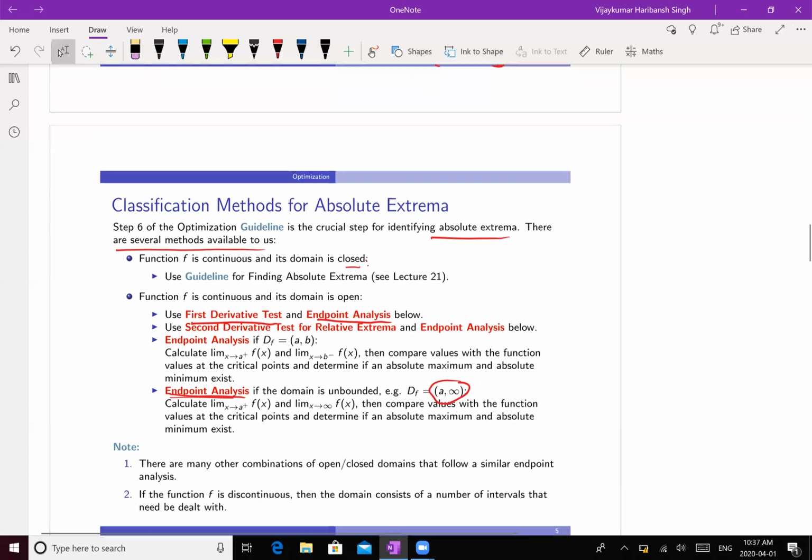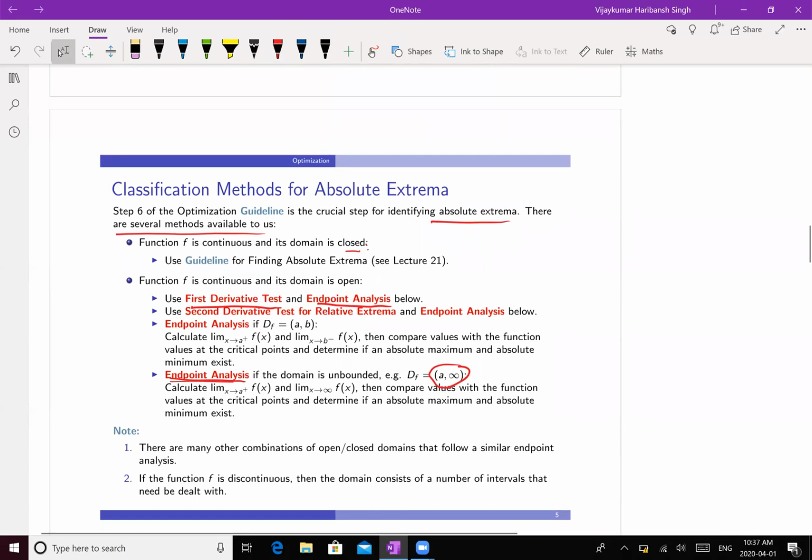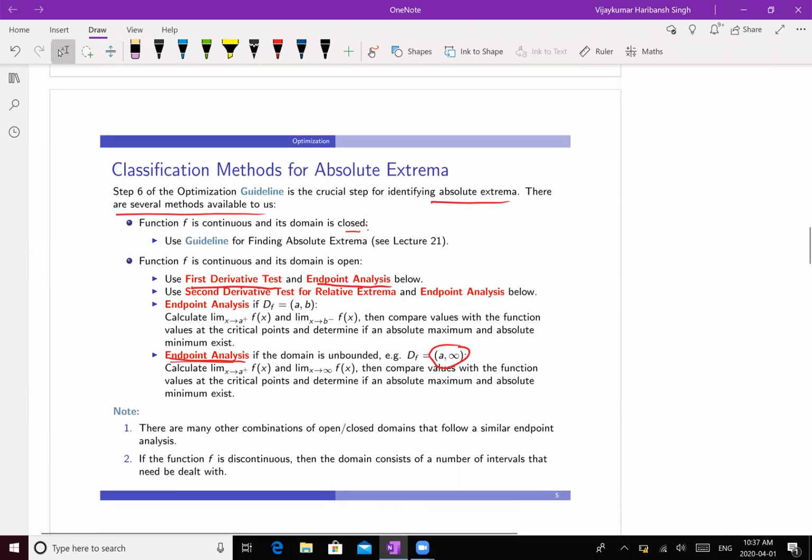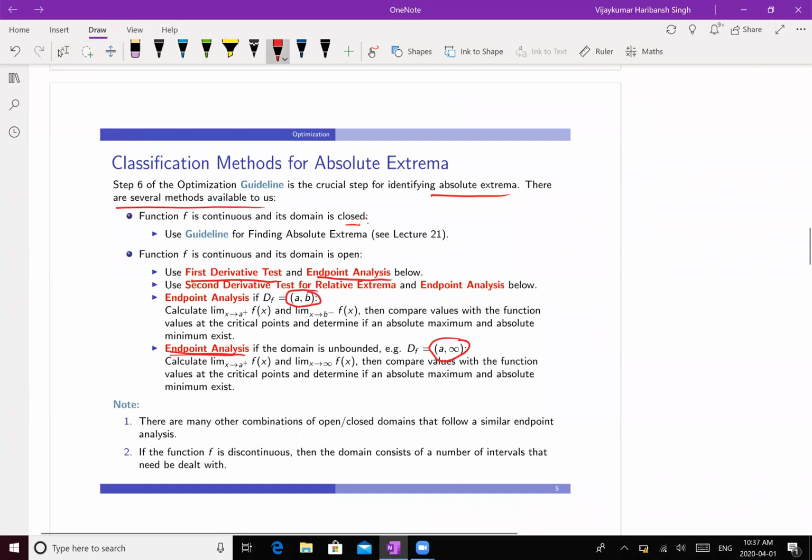Right? So now, if it is an open interval (a, b), it is not (a, infinity), then you will need to go both at a and b. So you will approach a from here. So the limit as x goes to a plus of f of x, and the limit as x goes to b. You're approaching b from this side. So x goes to b minus of f of x, and compare these values with the critical point and see the absolute maximum and absolute minimum.